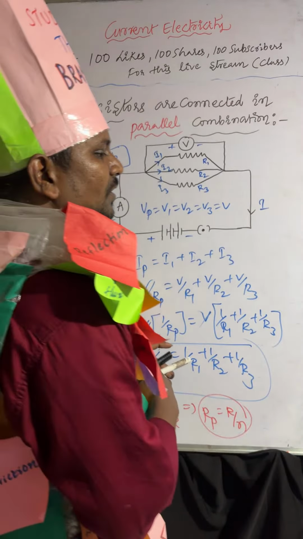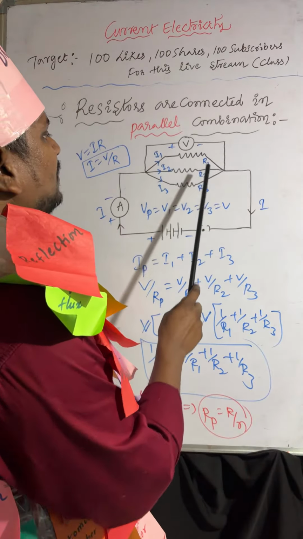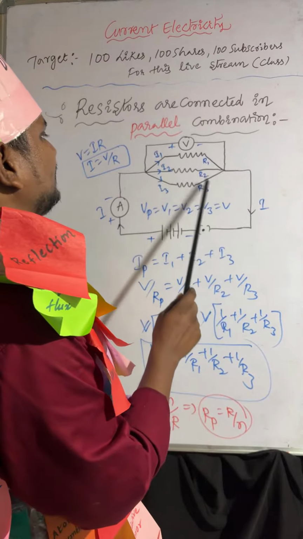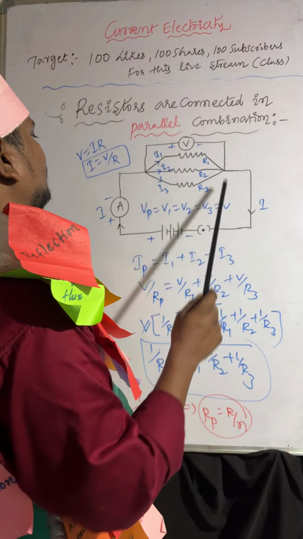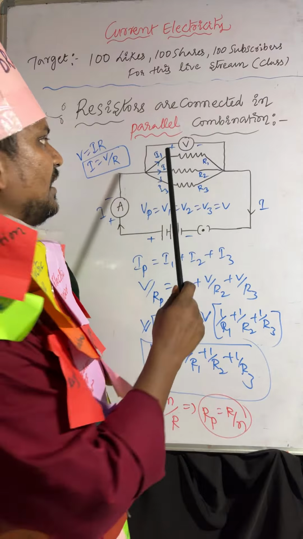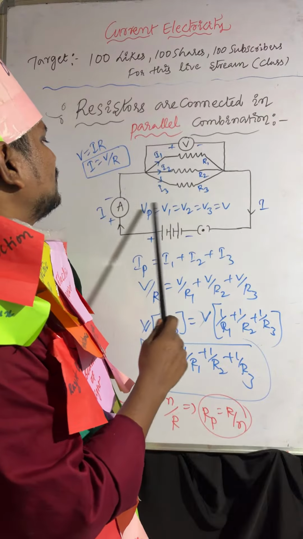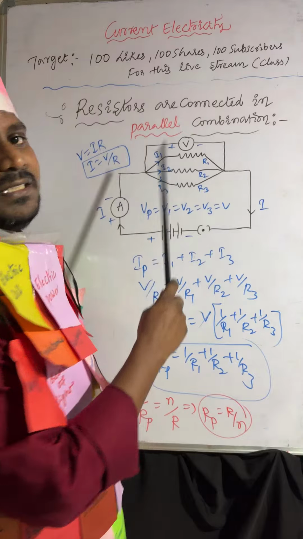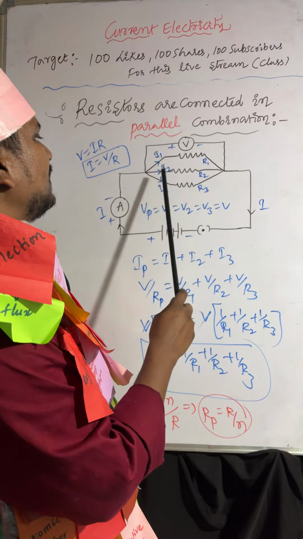Understood or not? So once again check here. R1, R2, R3 are connected in parallel combination. For the three resistors, potential difference is the same, because they are connected to one junction at one end of the wire and another junction at the other end. So Vp equal to V1, V2, V3 equal to V. But current is different, right? Through R1, I1, R2, I2, R3, I3.